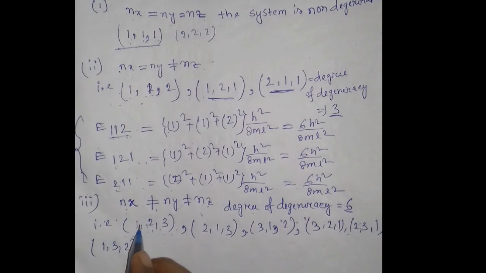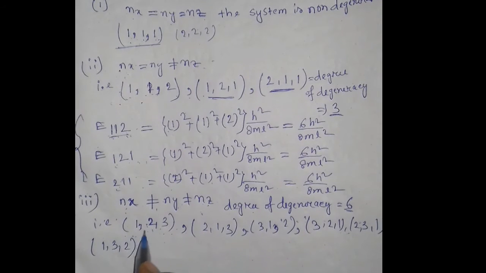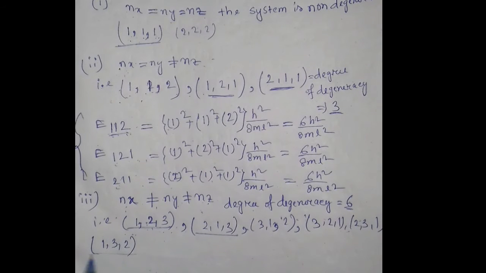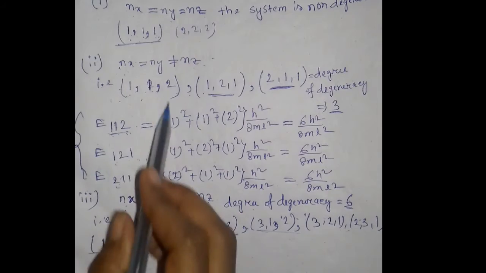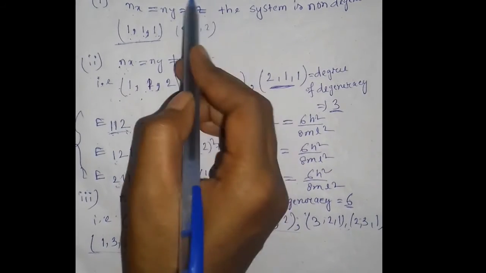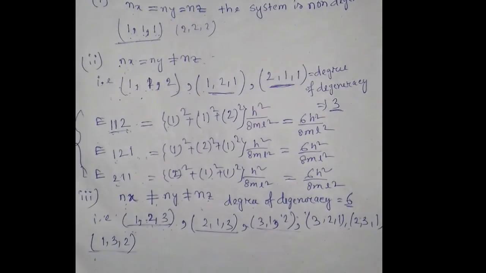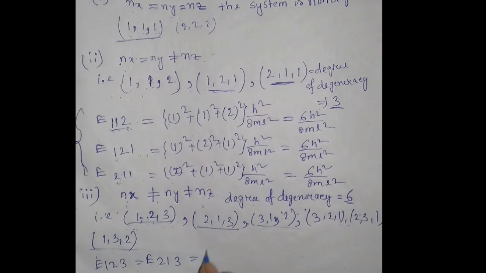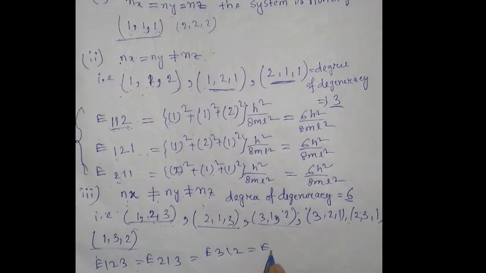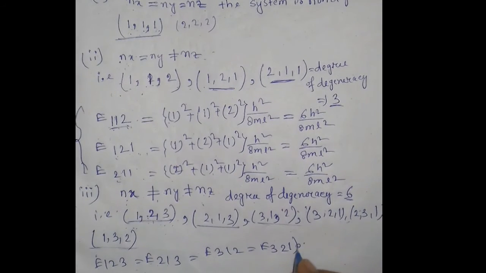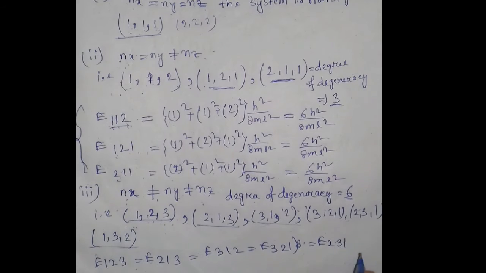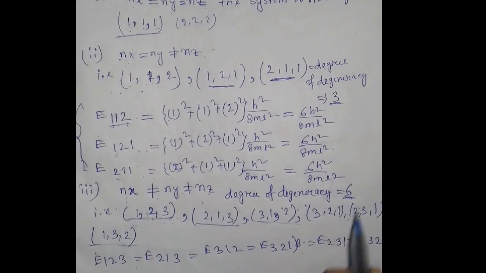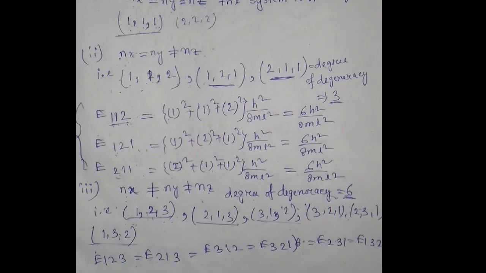If we check the value of the energy, we get the same value for E123, E213 and all these orientations. By putting these numbers in this equation, we get the same values for E123, E213, E312, E321. Anyone can check this, and it is better to understand by checking how the degree of degeneracy is 6.